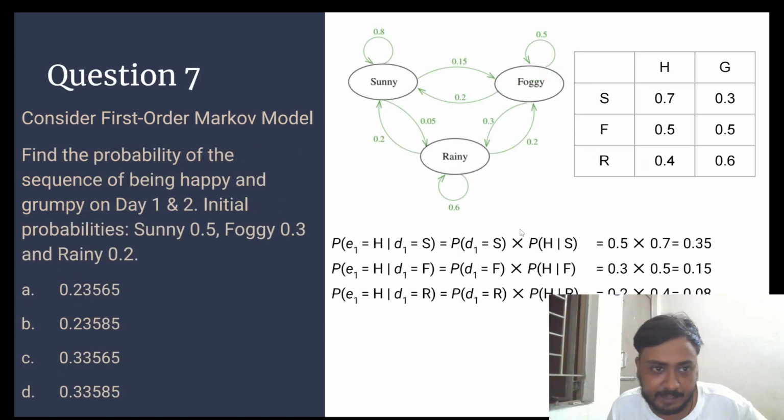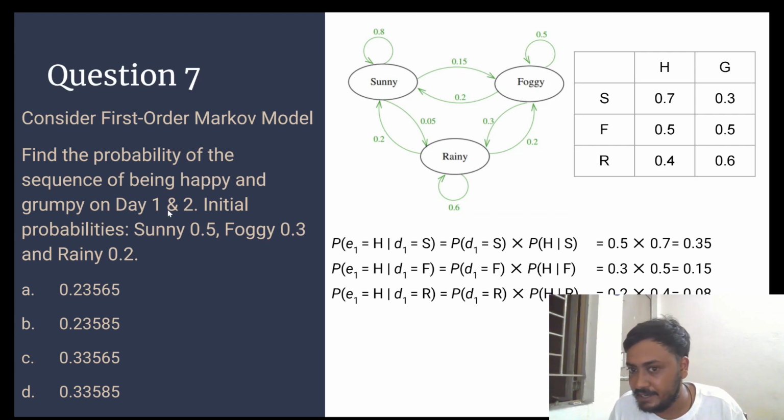This is the next problem, which is also based on a similar thing. Again, we have this very same diagram and all the values are the same. But now you are supposed to feel an emotion based on the weather of the given day, and this emotion is the emission, or the outward property, whatever you call it. Sunny, foggy, rainy are the states, whereas happy and grumpy are the emissions. The question: find the probability of the sequence of being happy on day 1 and grumpy on day 2.